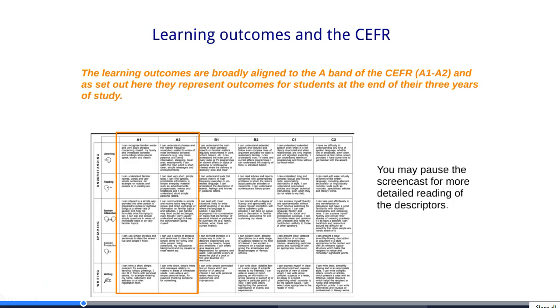You may pause the screencast now in order to distribute the descriptors and read through the A1 and A2 band in more detail.